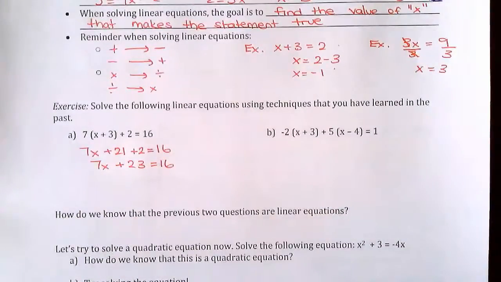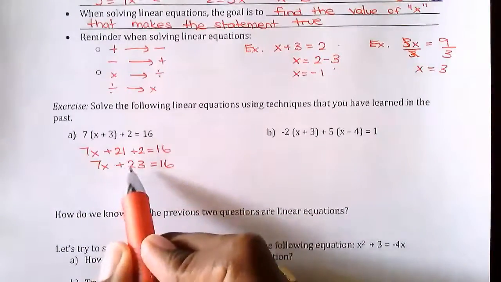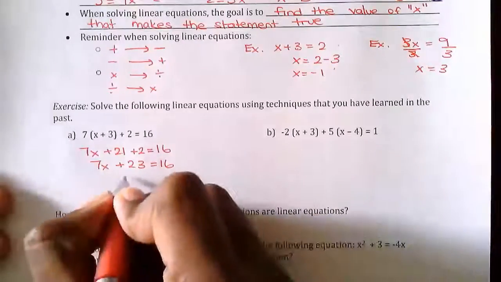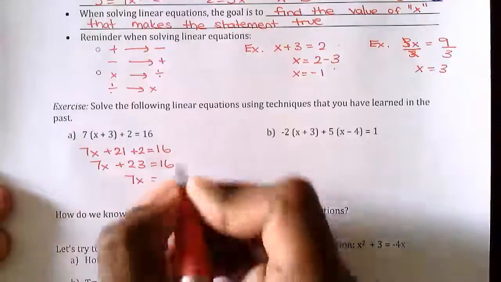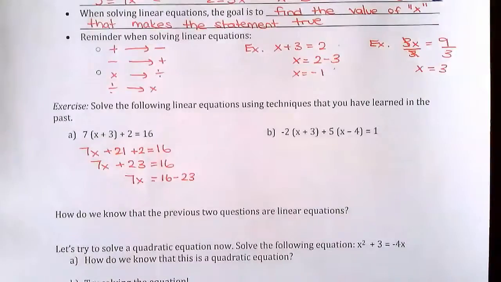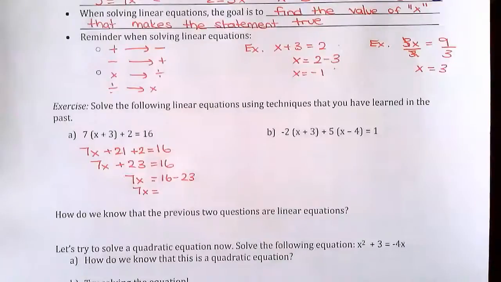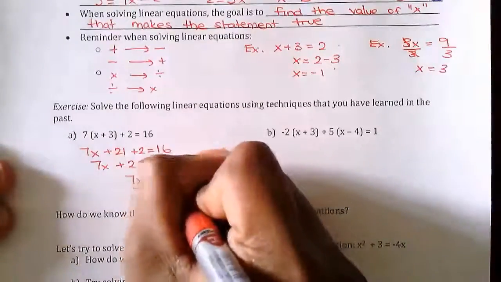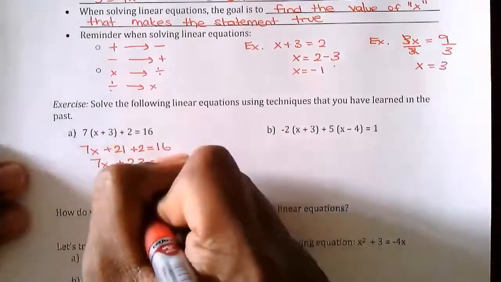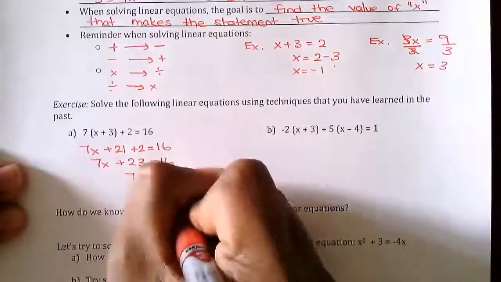Again, the goal here is to isolate for the x. So I want to first get rid of this 23. If I bring it to the other side, it's going to become a minus 23. So on this side, I'm left with 7x. Here I have 16 minus 23. Then I keep simplifying. Here I have 7x is equal to, what's 16 minus 23? Well, negative 7. And to isolate for x, I divide both sides by 7. So I'm left with x is equal to negative 1.